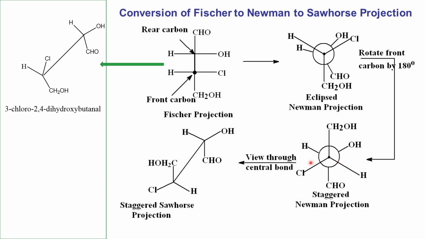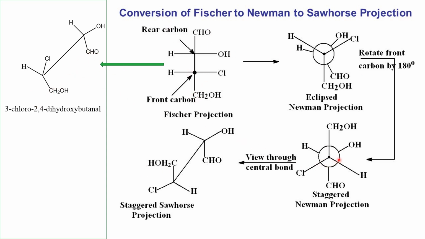Now this staggered conformer, you can also try to convert into Sawhorse. The front carbon here has an upward bond with CH2OH. While converting Fischer to Sawhorse, the bottom and top groups should always be kept at the downside.